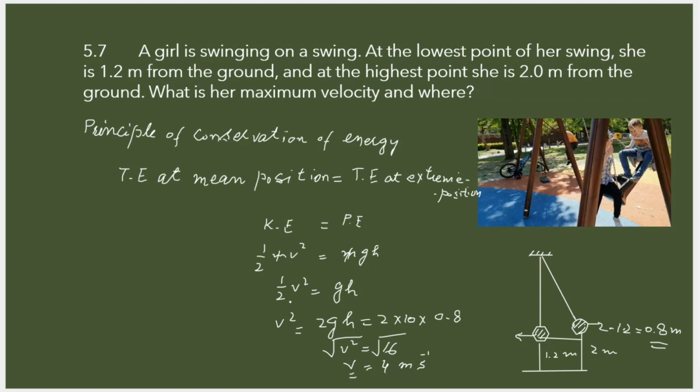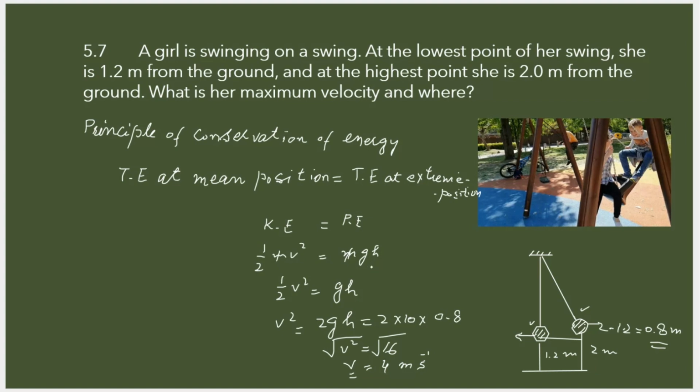I repeat this question for revision. We will use here the principle of conservation of energy. According to that, the total energy at the mean position during the motion will be equal to total energy at the extreme position. So here at this extreme position, total energy will be equal to potential energy of the body, and here at this mean position, total energy will be equal to kinetic energy of the body, according to the law of conservation of energy. So the formula for kinetic energy is 1/2 mv square, and the formula for potential energy is mgh.